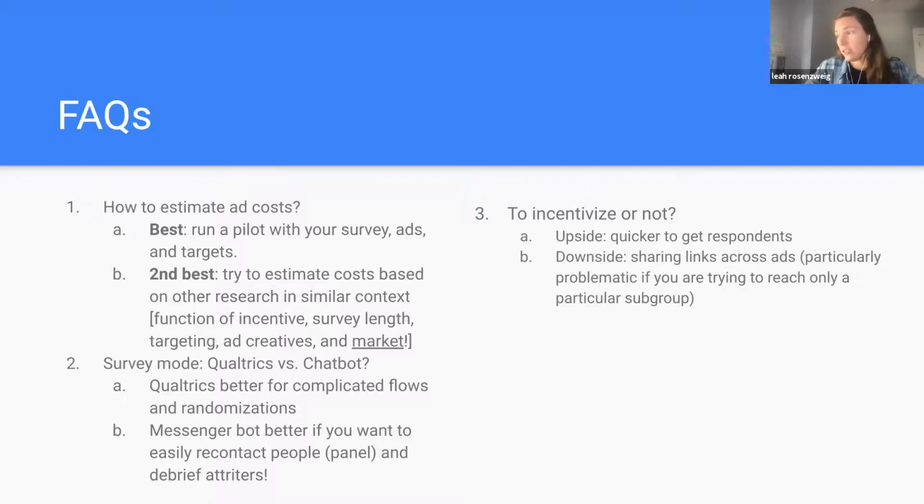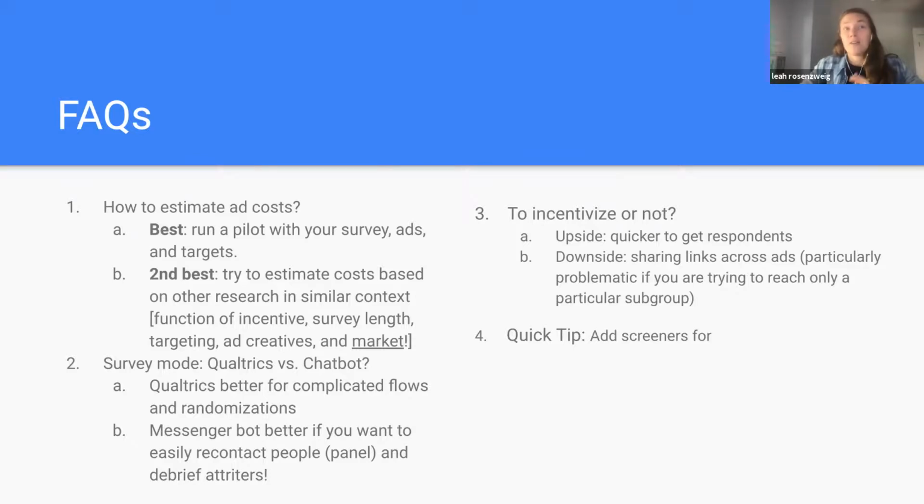A colleague of mine ran an unincentivized chatbot Messenger survey in the Philippines during COVID and got a sample size of 5,000, and it was unincentivized. It was also a super short survey. So it depends on the makeup of a lot of these decisions.